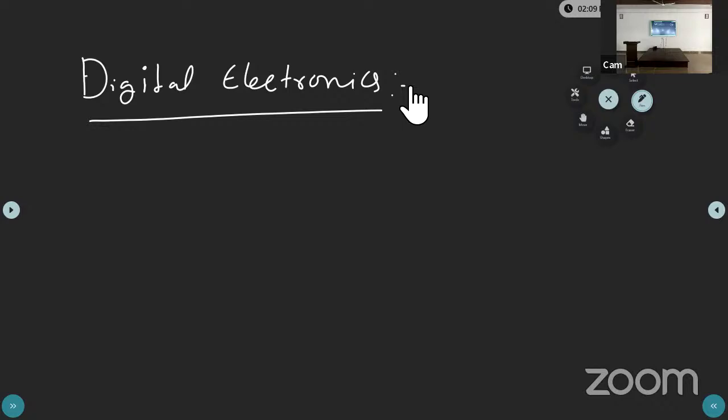Why am I saying 2 to the power 16? Why not 4 to the power 16 or 5 to the power 16? 16 is fixed because it is 2 bytes. 2 bytes is equal to 16 bits. So that's why 2 to the power 16. Why not 4 or 5 as the base? Why only 2?